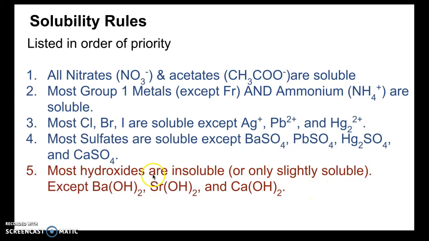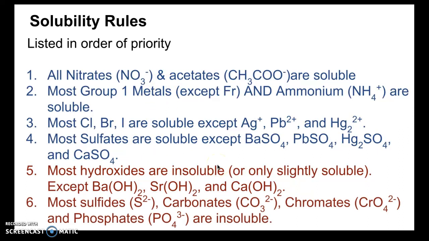Remember that we can't violate rule 2 to fulfill rule 5. So rule 2 is more important than rule 5. That's why group 1 hydroxides are soluble. And that's when most sulfides, carbonates, chromates, and phosphates are insoluble.